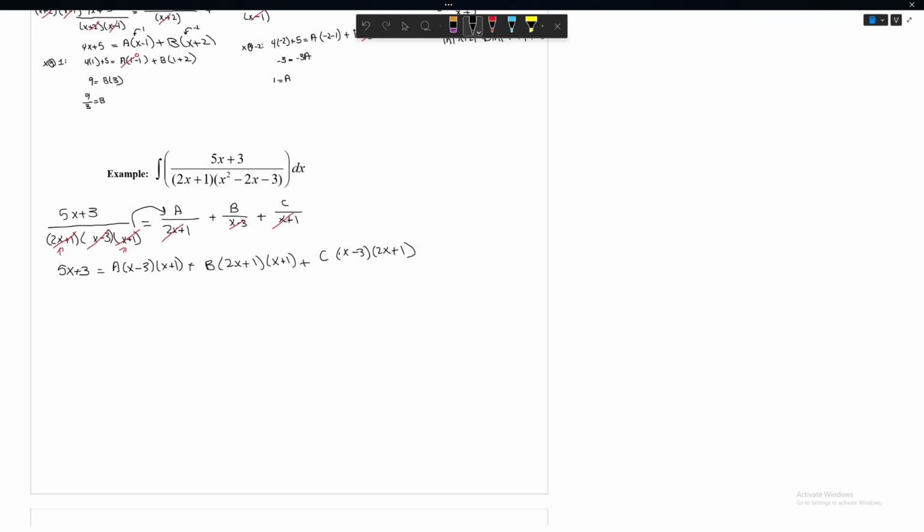All right, and now that we have this, we're gonna think, well, where can I set my x to be so that it cancels out two of these? Is there a way? So as I can see, this section and this section have x plus 1, but this doesn't have x plus 1. So if I set x to negative 1, they will cancel out. You see what's gonna happen here? I'm gonna get 5 times negative 1 plus 3 equals a times negative 1 minus 3 times negative 1 plus 1. That looks horrible. That looks absolutely horrendous, but that's okay.